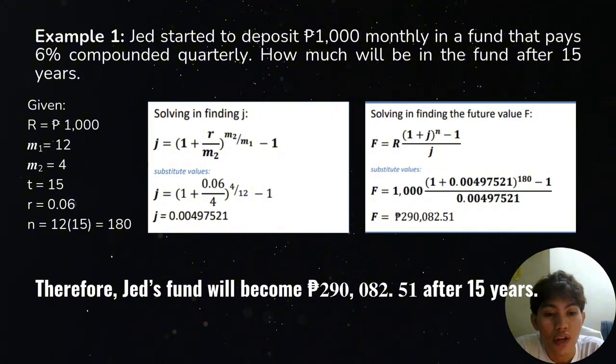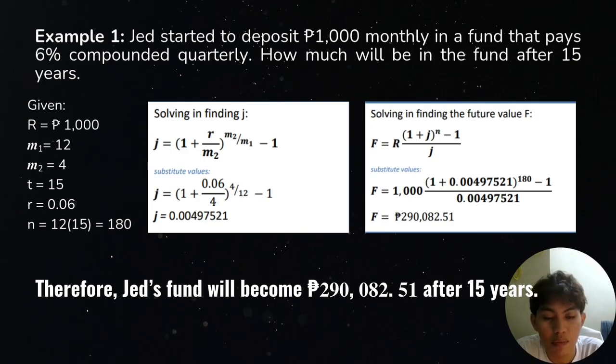First is the R. R is the regular payment. How much does Jed want to deposit? It is 1,000 pesos. The m sub 1 or the payment periods means how many times in a year Jed wants to deposit 1,000 pesos. Of course, it is monthly. Since there are 12 months in a year, our m sub 1 should be 12.